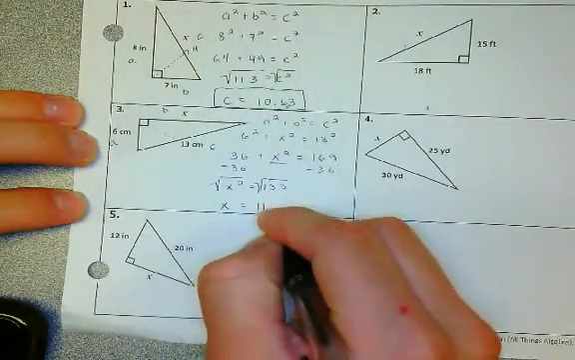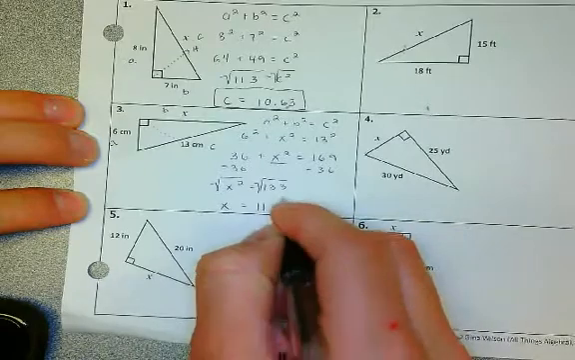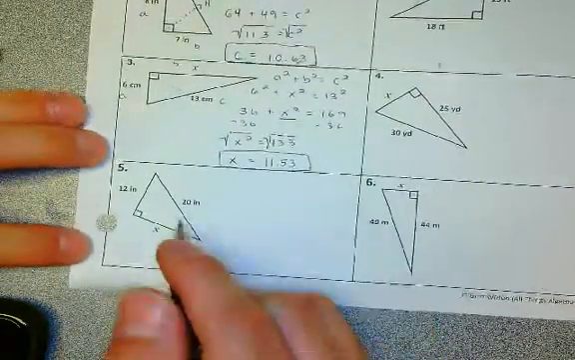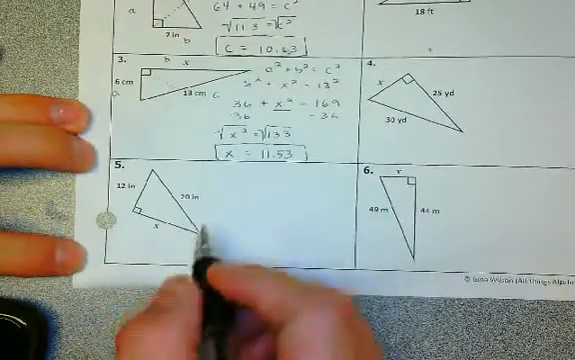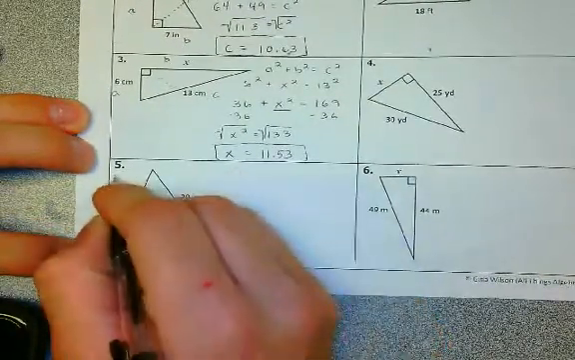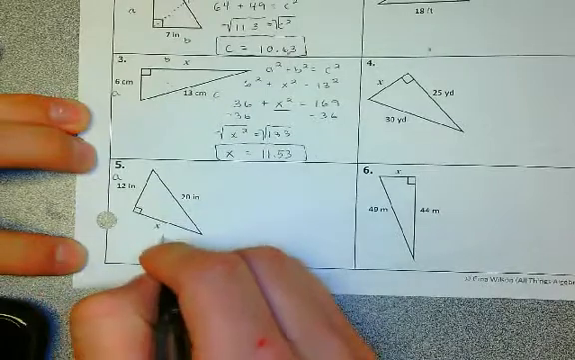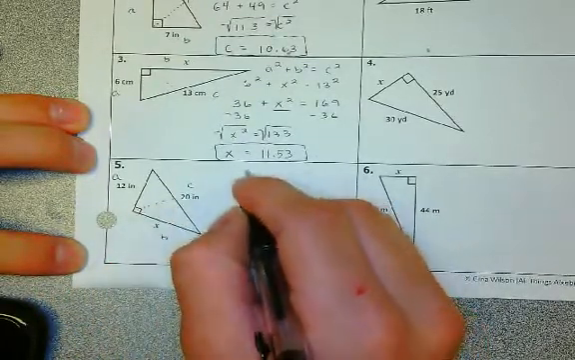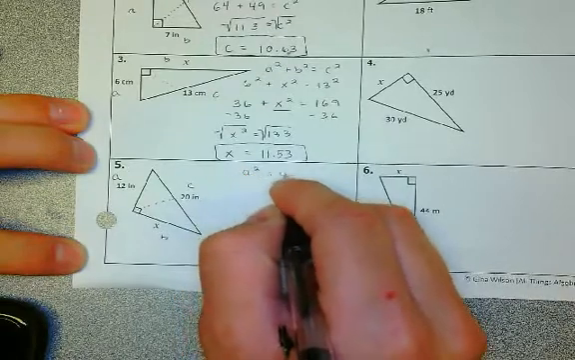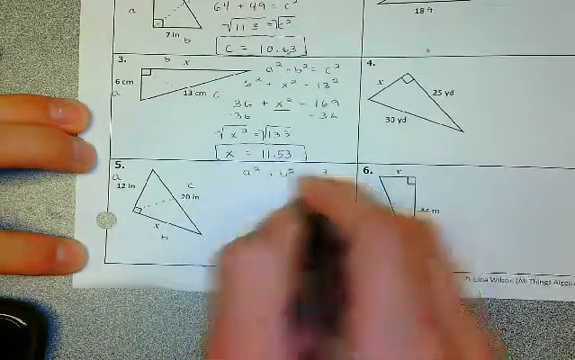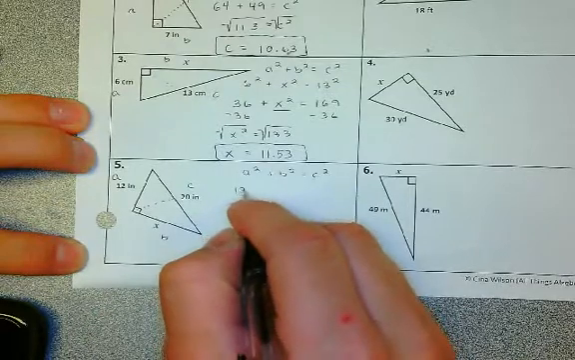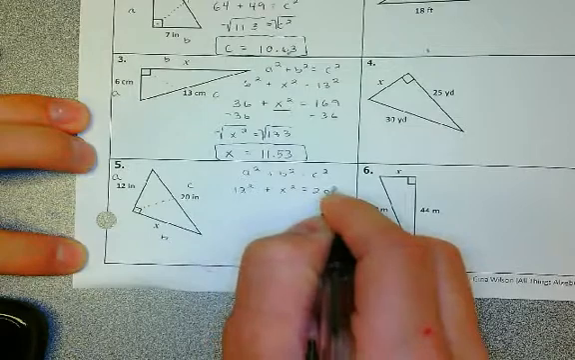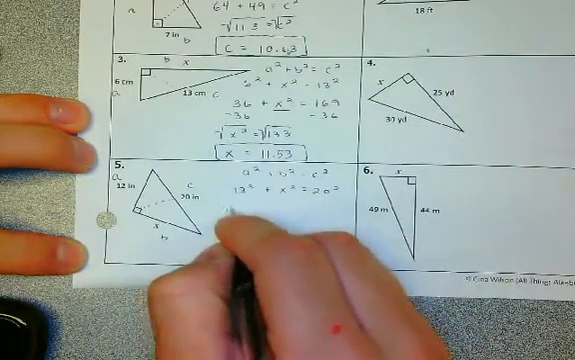Let's go ahead and do number 5. This is going to be the last one that we do together. Go ahead and label my sides. A, B. Here's the hypotenuse, C. A squared plus b squared equals c squared. A is 12, so 12 squared, plus x squared equals 20 squared. 12 squared was 144, plus x squared equals 400.